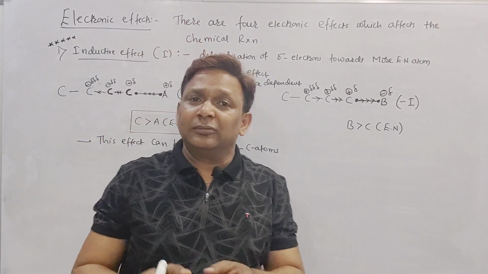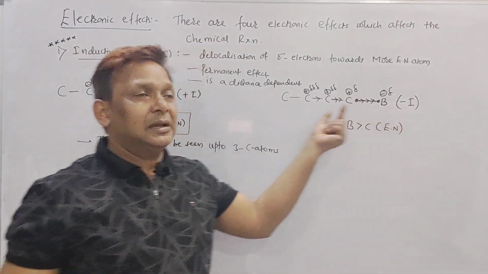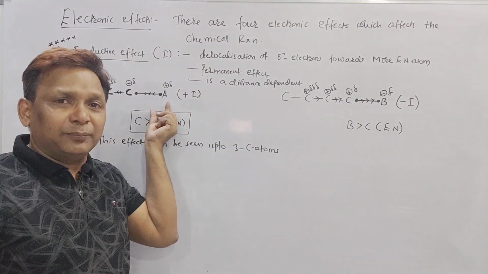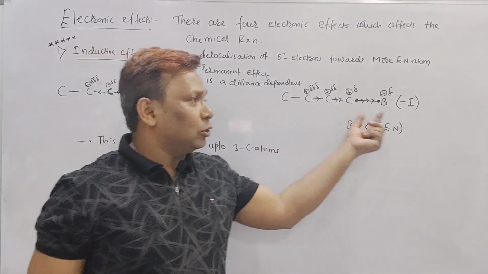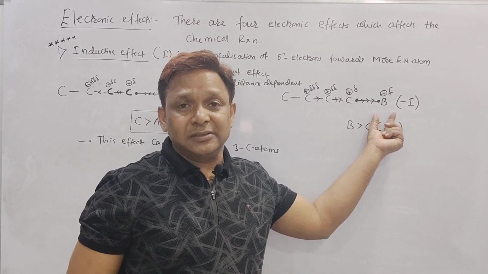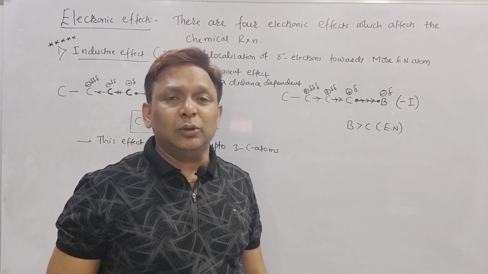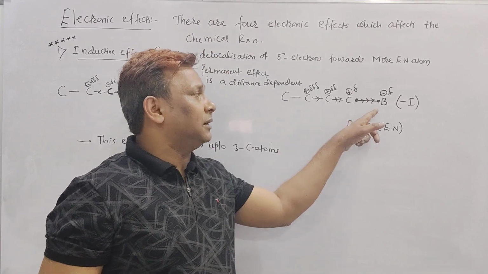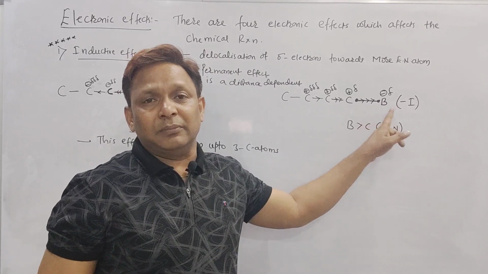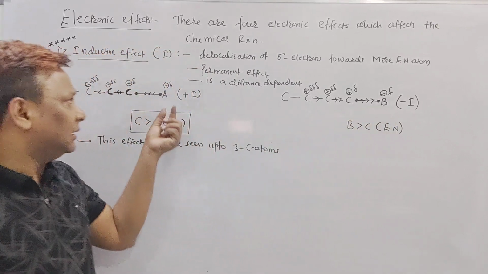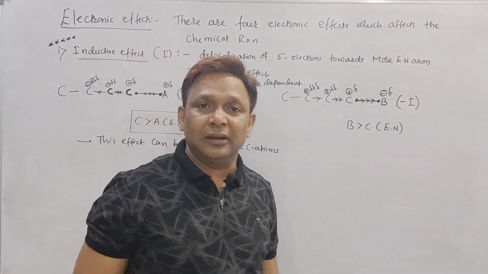Due to that, one of the groups may get the positive charge, one of the groups may get the negative charge. But a group or atom which will get the positive charge, that will be called a positive inductive effect. But a group or atom which will get the negative charge, that effect will be called a negative inductive effect. And this positive and negative inductive effect depends on the atom attached to the carbon. If a more electronegative atom attaches to the carbon, it will become a negative inductive effect. And if a less electronegative atom attaches to the carbon, then it will show a positive inductive effect.